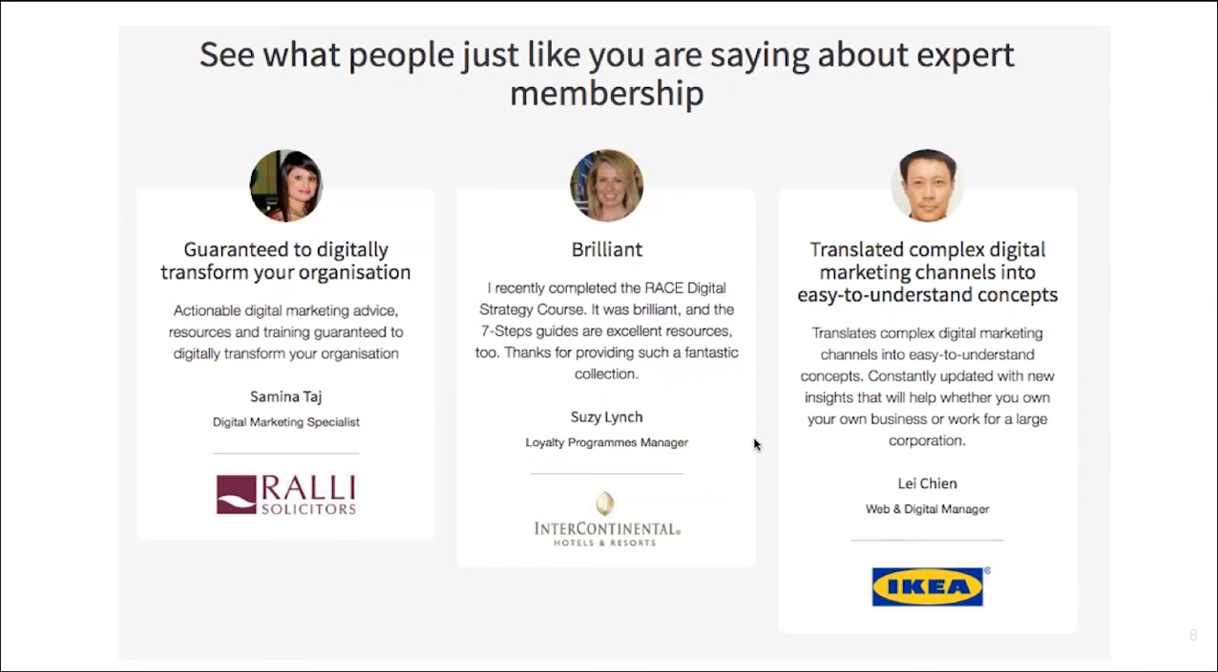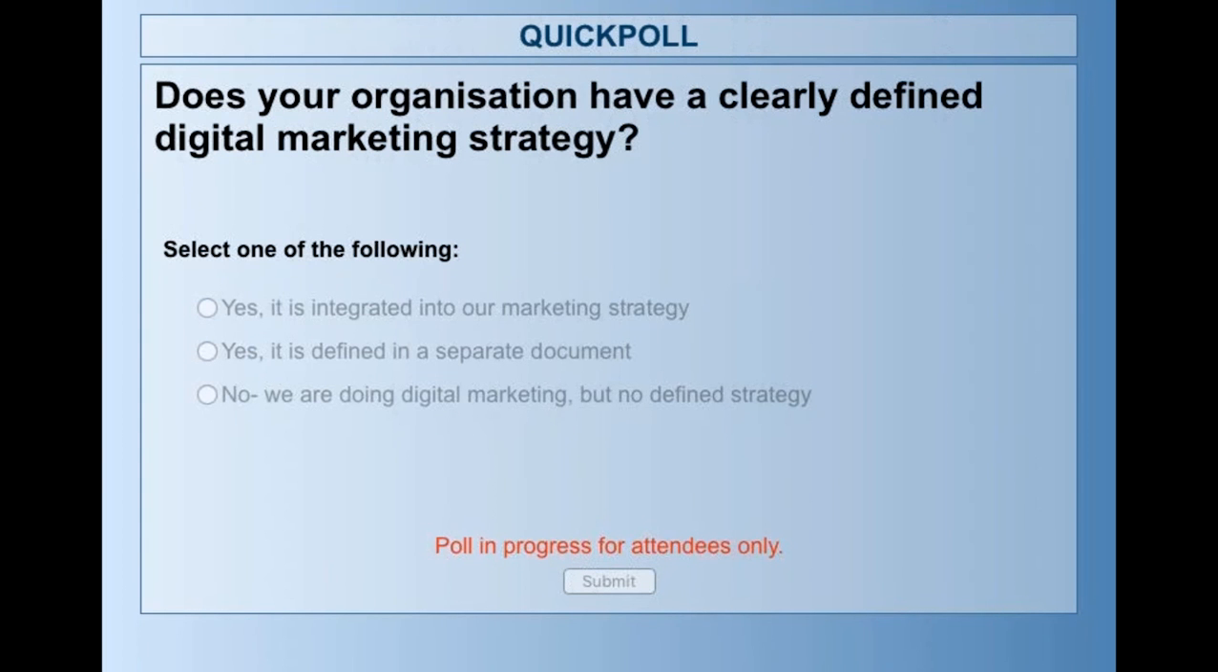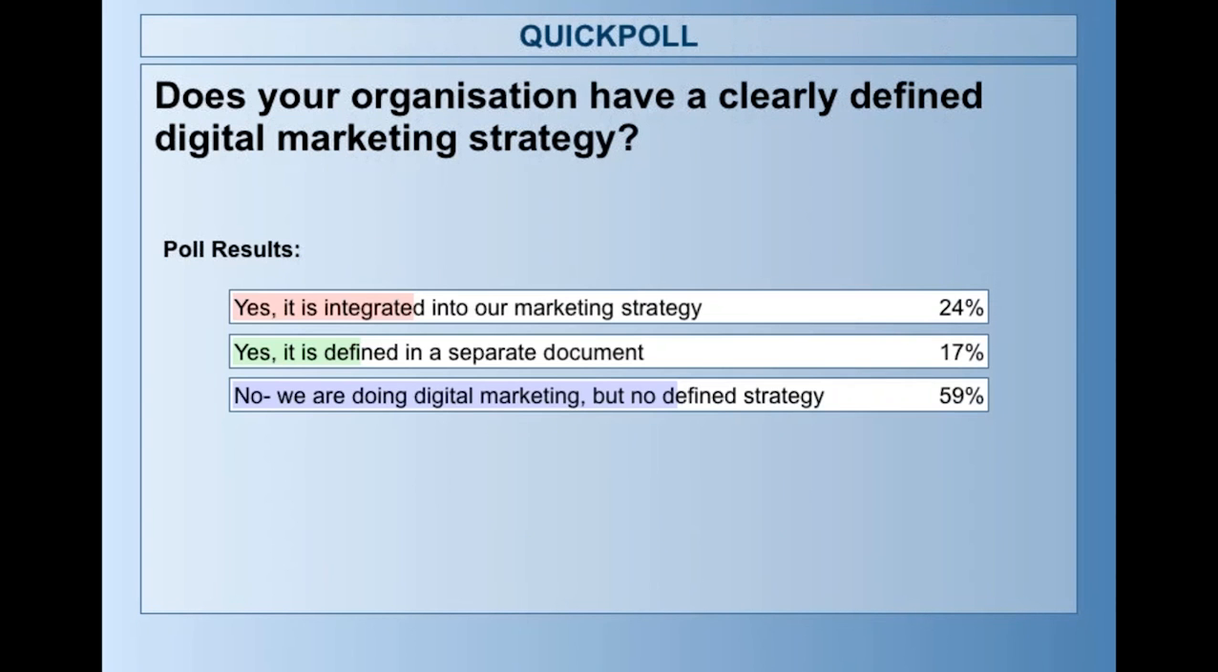Let's start now with a question in the poll. So we've said strategy is important, do you have a strategy is an obvious question. So we're seeing the results coming through, and that's really interesting. So the majority actually saying, no, we're doing digital marketing, but we don't have a strategy. That's around 58–59%. So quite shocking, but maybe not so shocking if we think that people on this webinar are likely to want to be developing a strategy. But it's good to see that we have around a quarter, so 24% where it's integrated. You have a digital strategy and it's integrated, and then 17% where it's defined in a separate document.